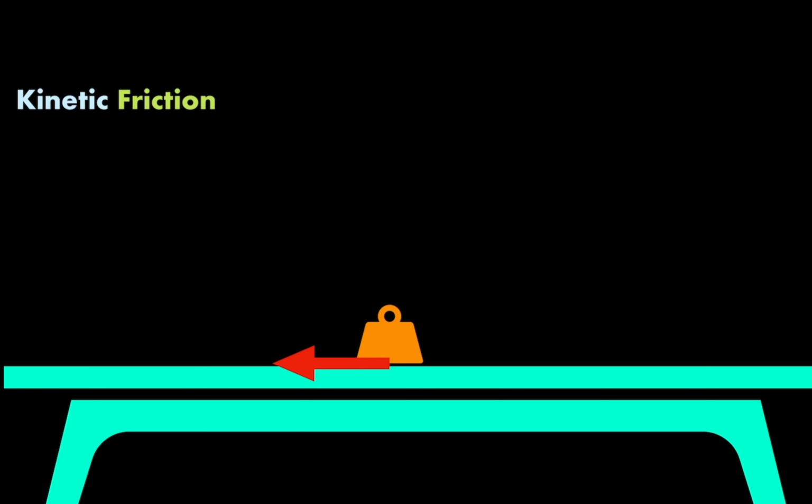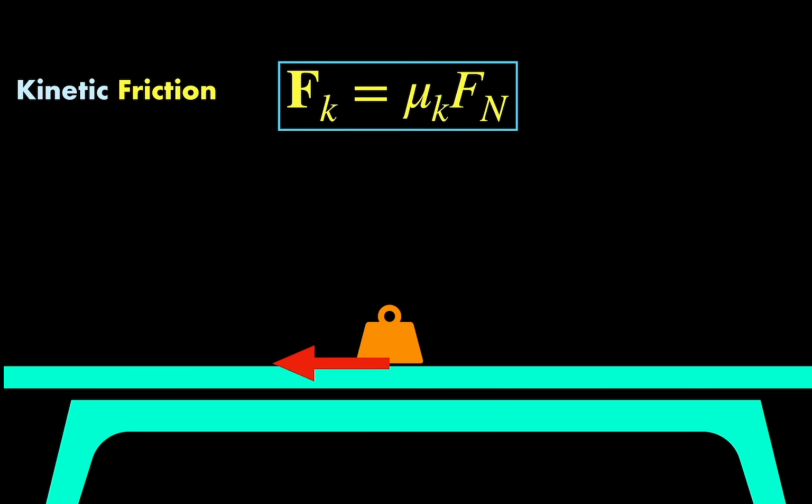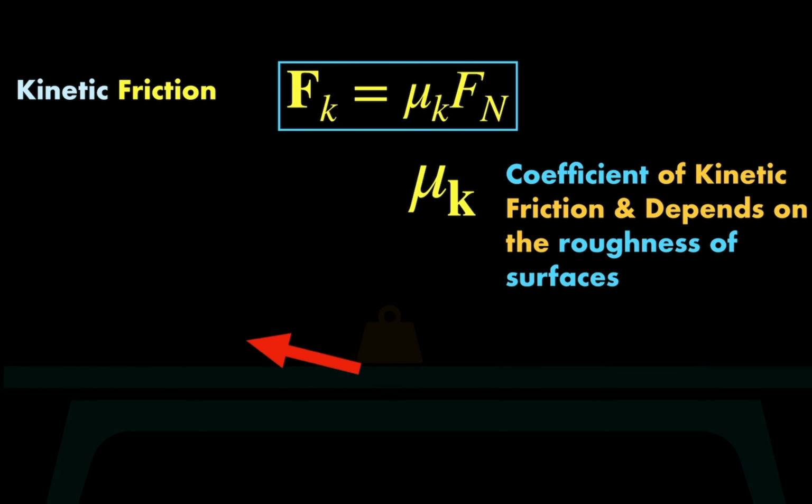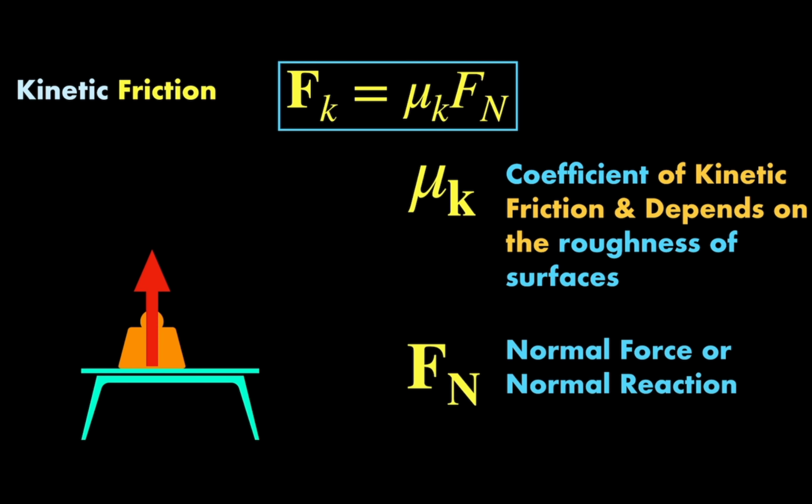We have a nice equation for kinetic friction, that is Fk equals mu k times force normal. Mu k is the coefficient of kinetic friction, and it tells us how rough these surfaces are. If the surfaces are really rough, mu k is going to increase. On the other hand, if they are very smooth, then mu k will be smaller. Fn, on the other hand, is just the force normal.